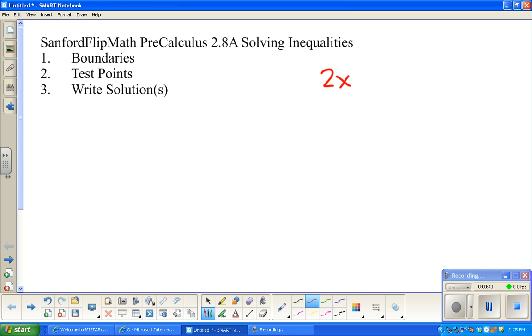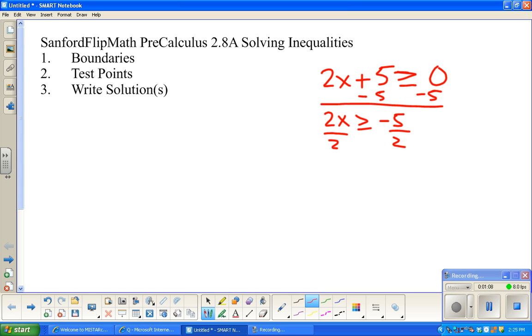So if I have something like 2x plus 5 is greater than or equal to 0, just a reminder that typically how you solve this is just like you would in an equation. It's just there are some issues as you go along. So minus 5 on both sides, so 2x is greater than or equal to negative 5. Divide both sides by 2. X is greater than or equal to negative 5 over 2, or you might prefer negative 2.5.